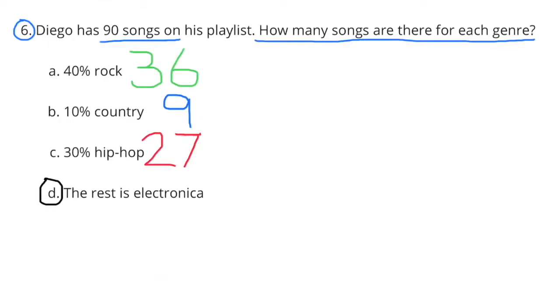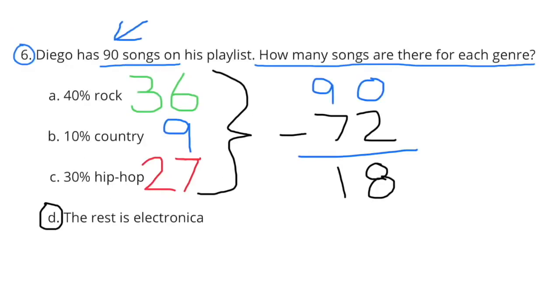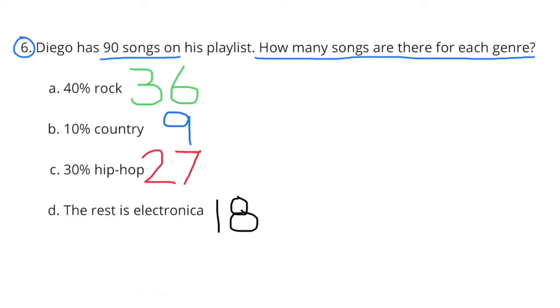D. The rest is electronica. Add up the rock, country, and hip-hop songs and you have 72 songs out of 90. Subtract those 72 songs from the 90 songs on his playlist and you have 18 songs in the electronica genre.